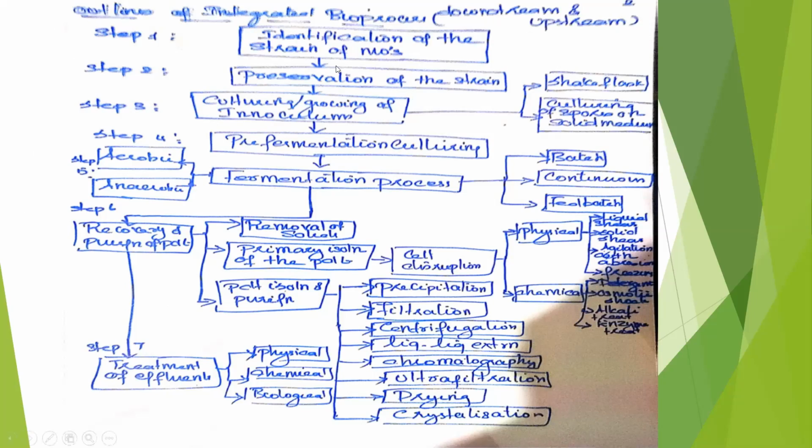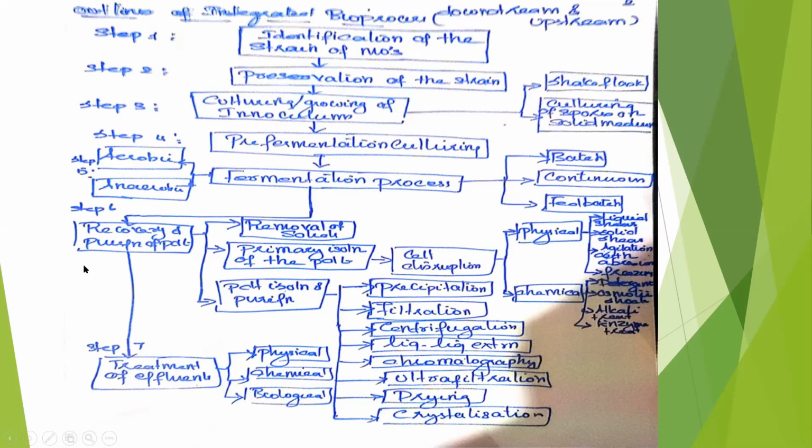That is identification of the strain of microorganisms, preservation of the strains, culturing and growing of inoculums, the pre-fermentation culturing, and then what? Aerobic and anaerobic, and then the fermentation process. And this will be called as what? Till the fermentation process, it will be called as upstream, and the remaining will be called as downstream. So what are all the methods in downstream? First is what? Recovery and purification of products. That is step 6.